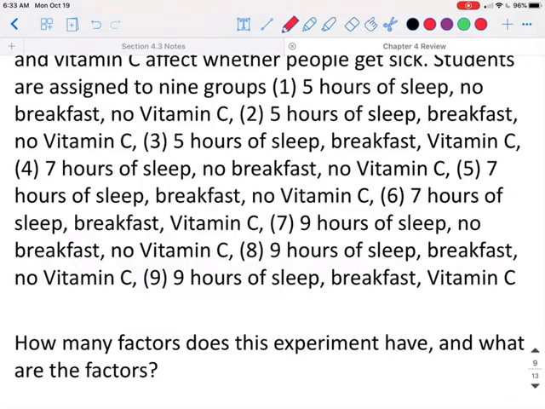How many factors does this experiment have, and what are these factors? There are 3 factors in this experiment: how much sleep the students get, whether or not they get breakfast, and whether or not they are given vitamin C.